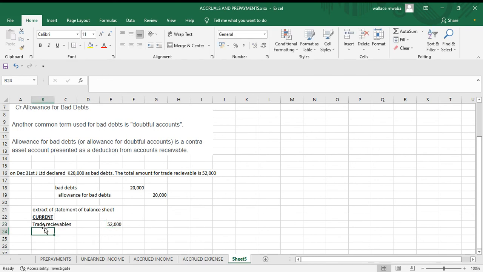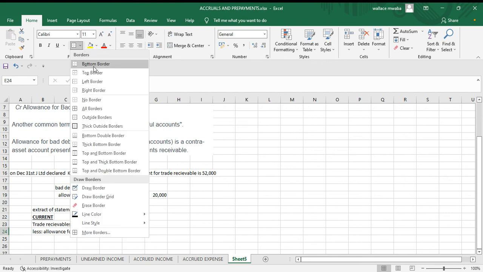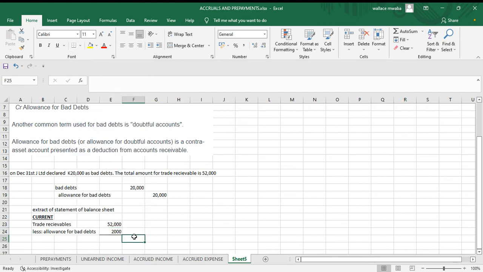Then you're going to say less allowance for bad debts, or provision for bad debts, 2,000. You're going to subtract this amount from your trade receivables. So your new figure for your trade receivables is going to be 52,000 minus 2,000, and that's 50,000. This is from the balance sheet.